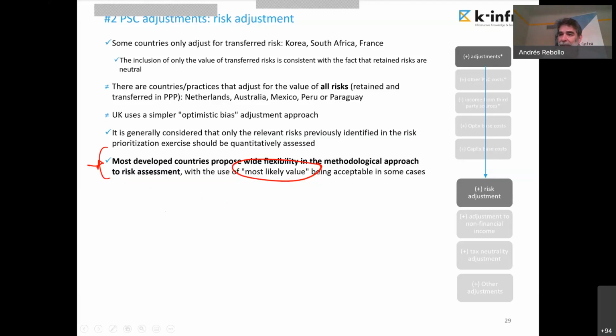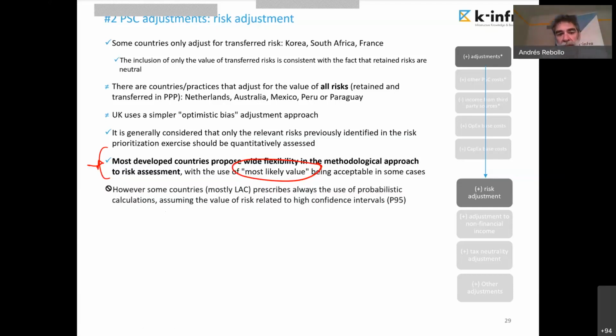But not in Latin America. In Latin America, it's very typical to be very prescriptive: you need to use a triangular distribution here, and you need to use Monte Carlo there. Some countries, mostly in LAC, always prescribe the use of probabilistic calculations, assuming the value of risk related to the high confidence intervals, the percentile 95. This is very dangerous, because I am adjusting the costs of the PSC, the cost of the public conventional procurement route, by the value of the risk transferred in the PPP.